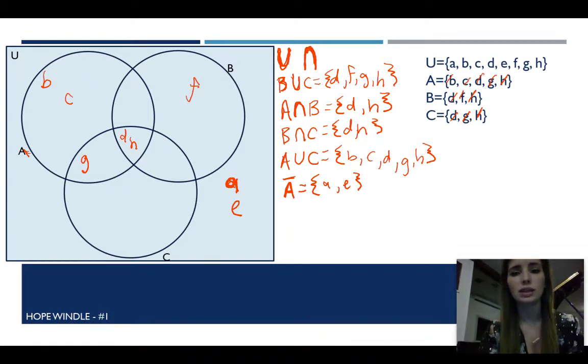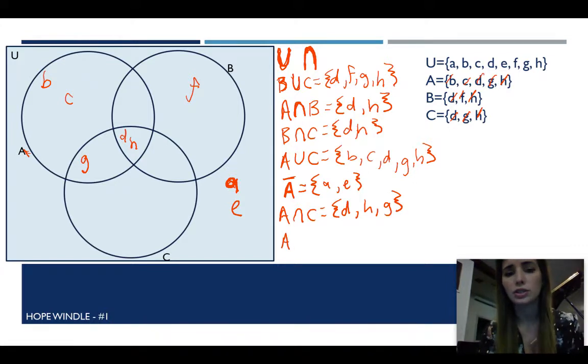So now let's see where A intersects C. We can see that they both share the elements D, H, and G. And now we're going to use the associative property to bring a union between B and the intersection of C.